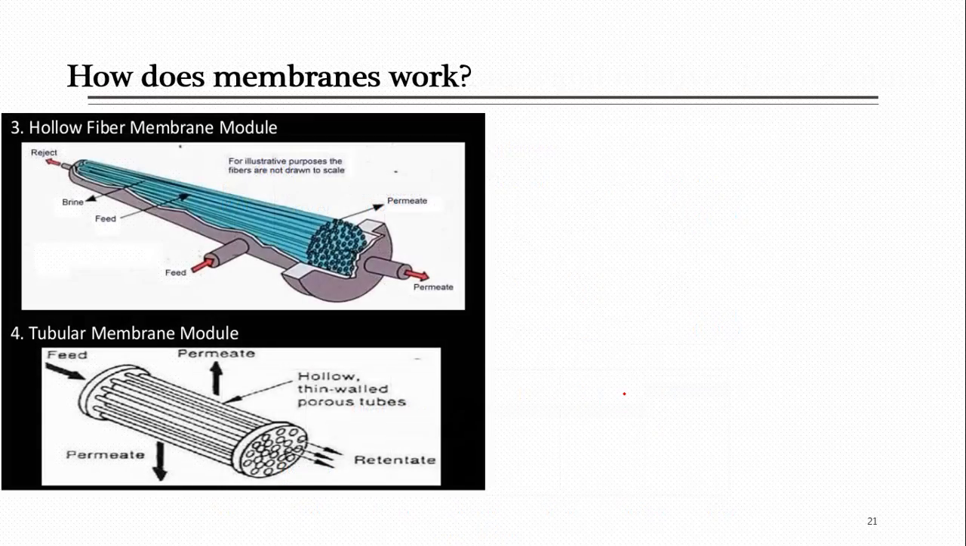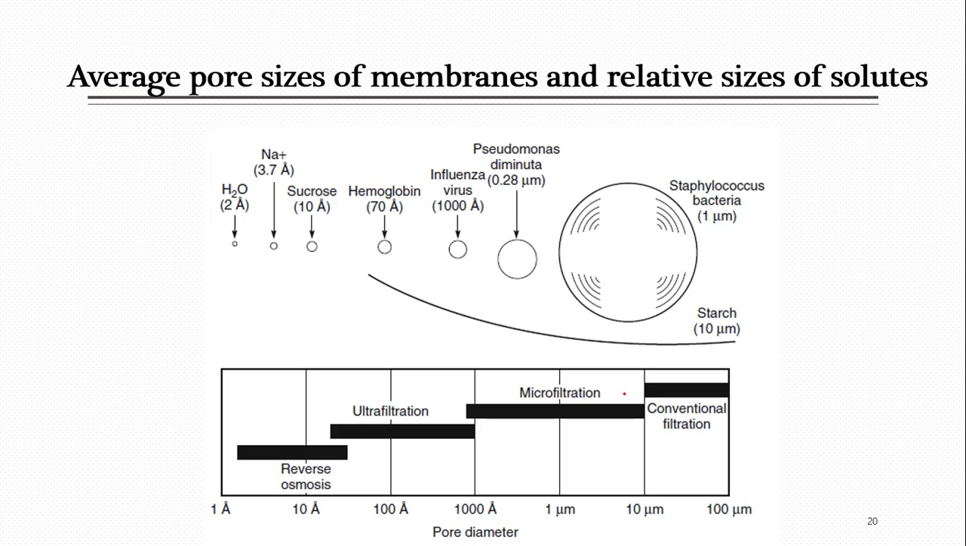Before I start talking about the membrane modules, here is one illustration indicating which type of material is separated by which membrane. As we have talked, membranes are dense as well as porous. So overall, when you look at the sizes of various molecules, which molecules are separated where?